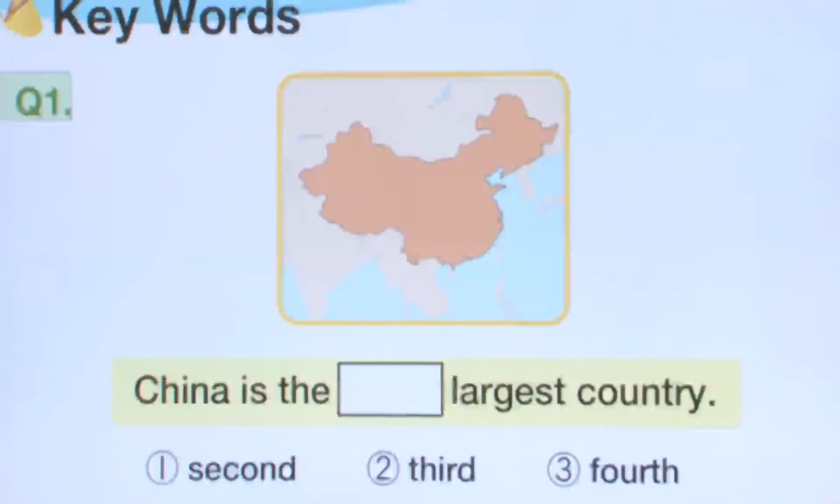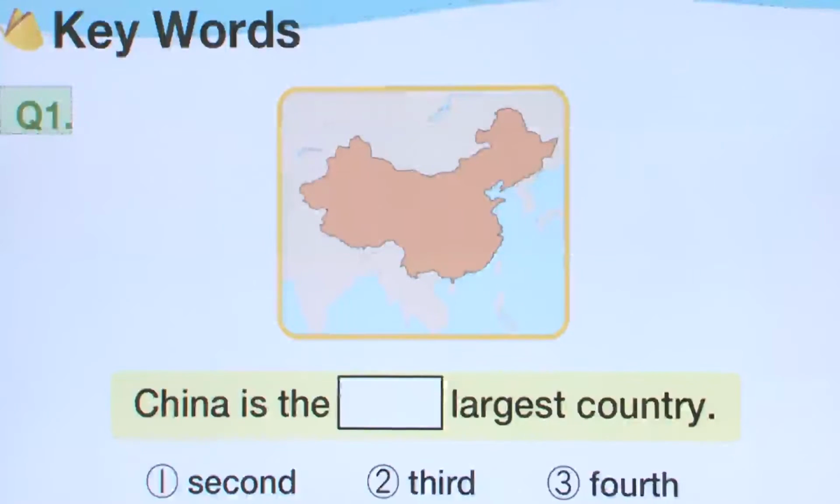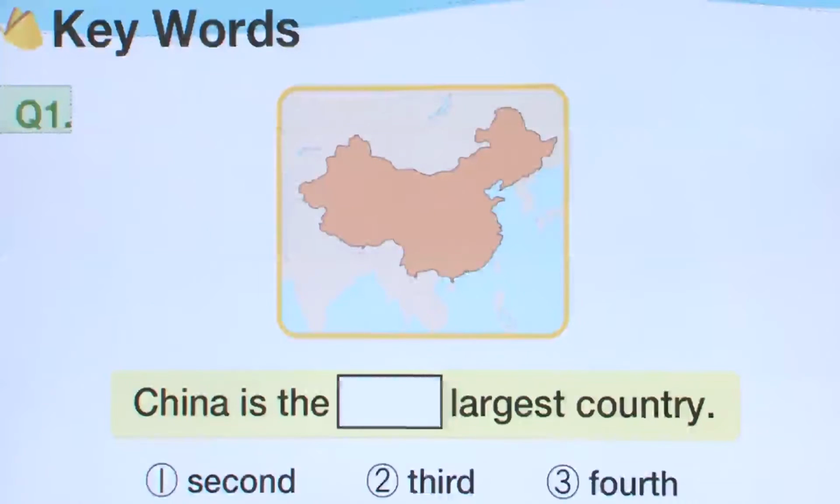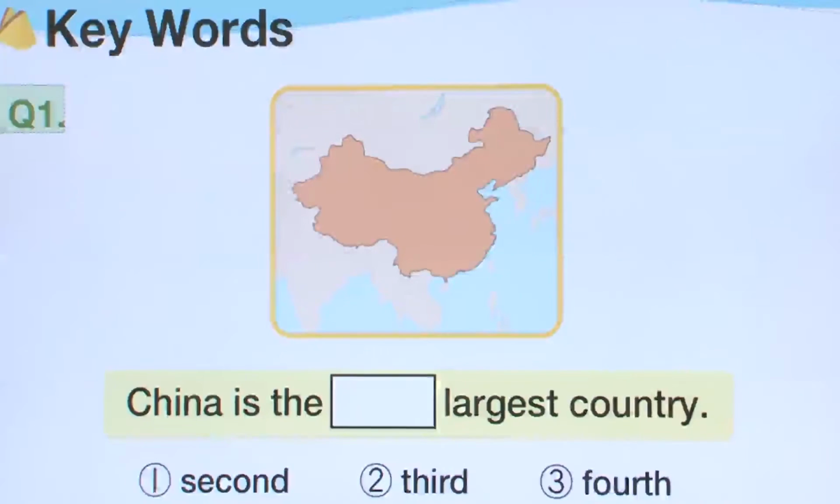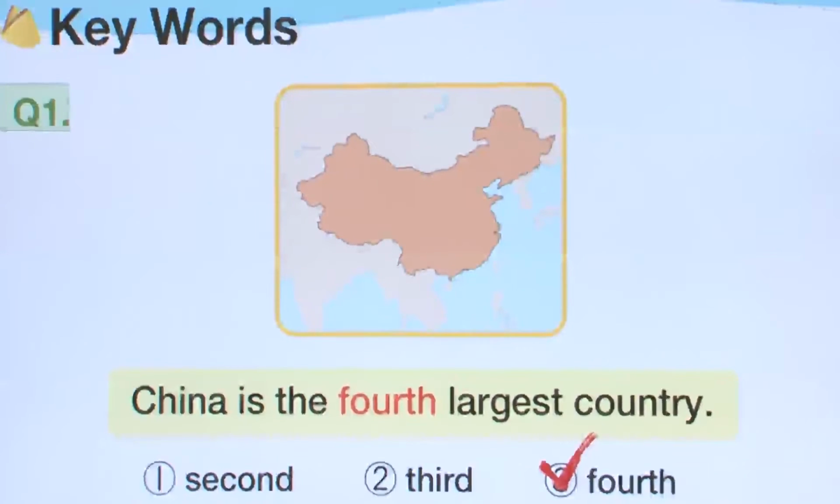Now, let's have some fun. Look at that picture. Where is that? It's China. China is the blank largest country. 1, China is the second largest country. Or 2, it's the third largest country. Or 3, the fourth largest country. Which is it? Right, China is the fourth largest country in the world.